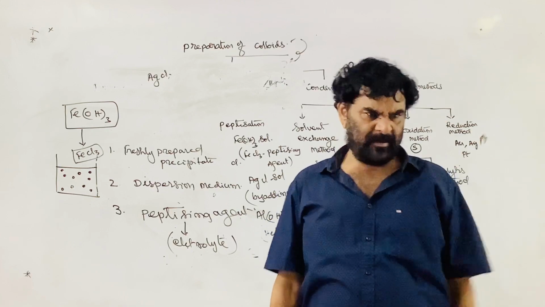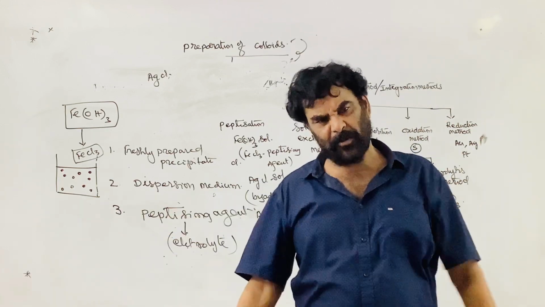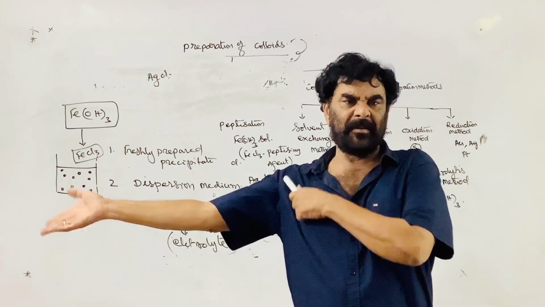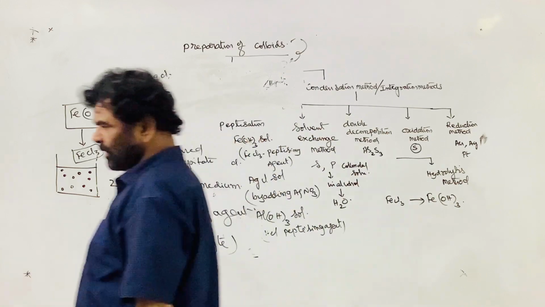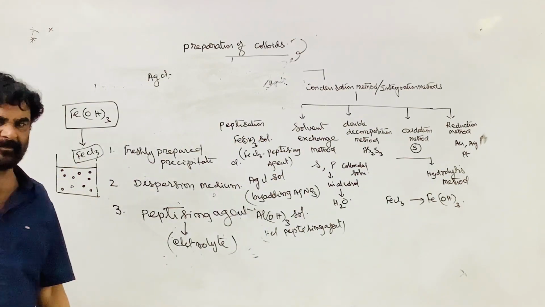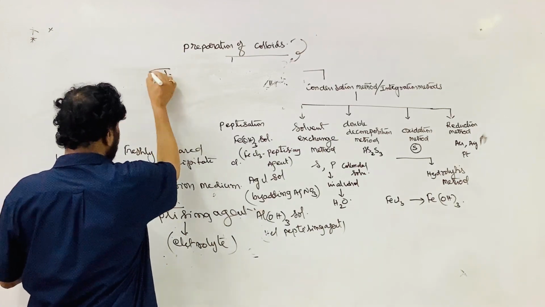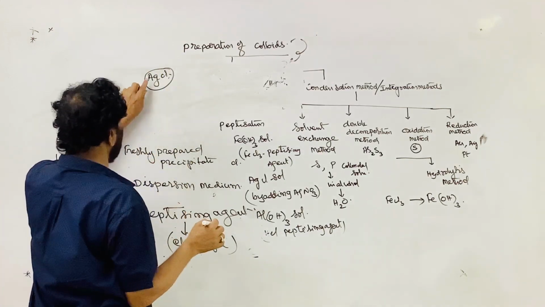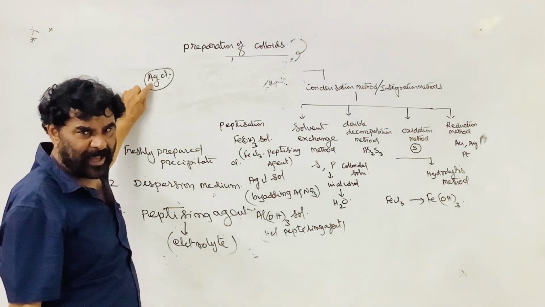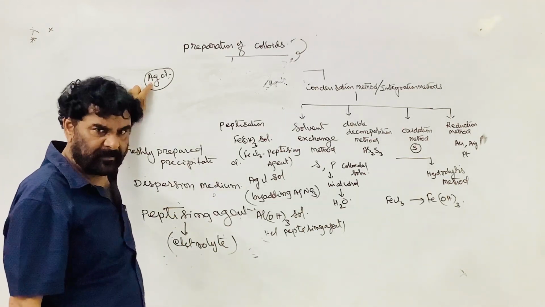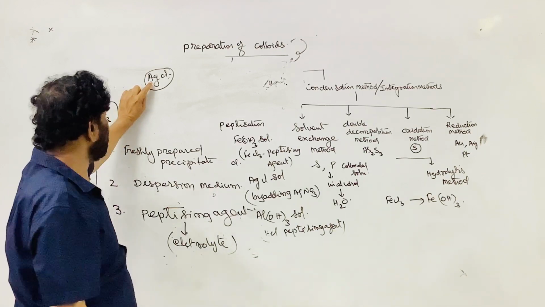And if to the silver nitrate solution you add sodium bromide, a pale yellow precipitate of AgBr is formed, and if potassium iodide or sodium iodide is added, yellow silver iodide is the precipitate. It is precipitation, not a colloidal solution. So to the freshly prepared precipitate, add an electrolyte. What electrolyte is to be added? Now we are peptizing, converting into a colloidal state. The precipitate is converted into a colloid.